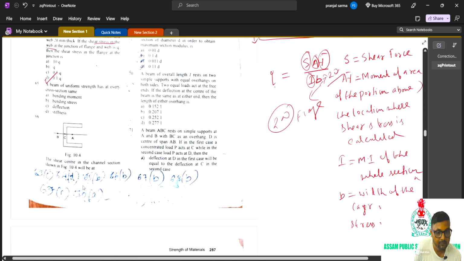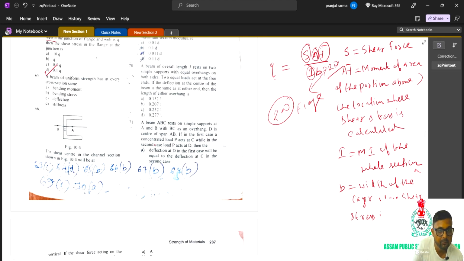Right. Next question is, a beam of uniform strength has an average cross section same. Remember bending stress. When you say uniform strength, remember always you have to have uniform bending stress in every cross section.